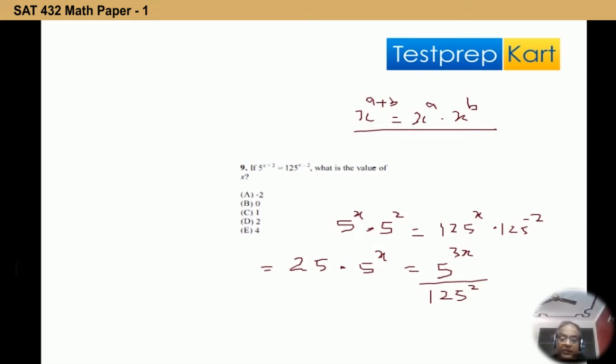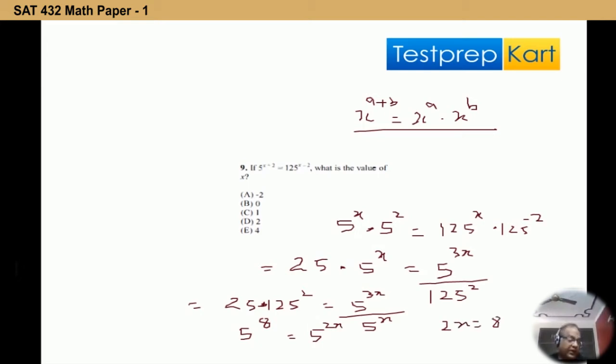If you cross multiply it, this will become 25 into 125 whole square, which gives me 5 raised to the power 3x upon 5 raised to the power x. Now this is 5 square, this is 5 to the power 6. So this gives me 5 raised to the power 2 plus 6, that is 8, is equal to 5 raised to the power 2x. And therefore 2x is equal to 8. When 2x is equal to 8, then x will become 4. And the option E is correct.